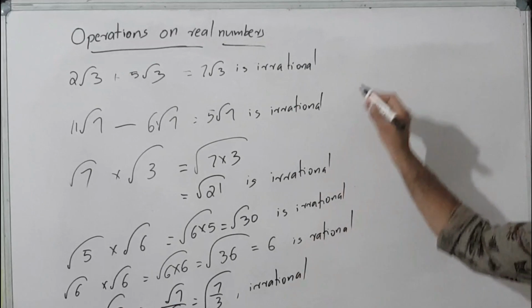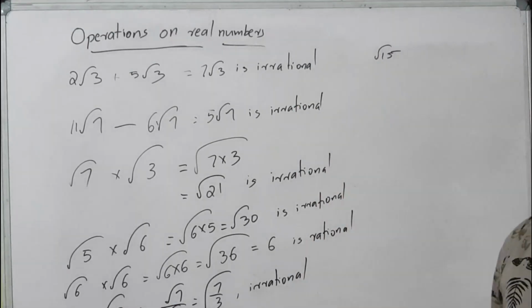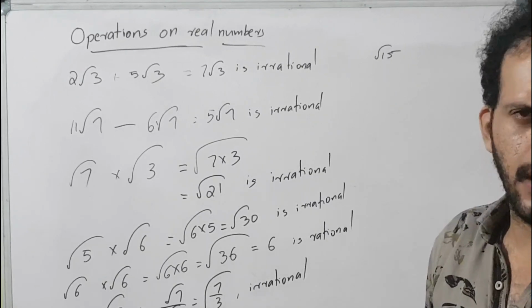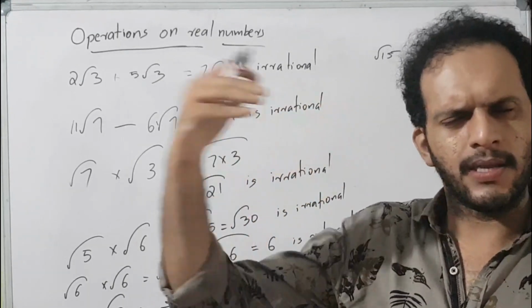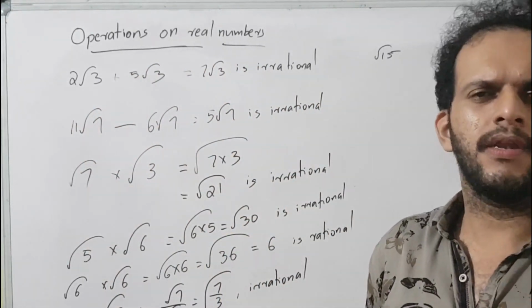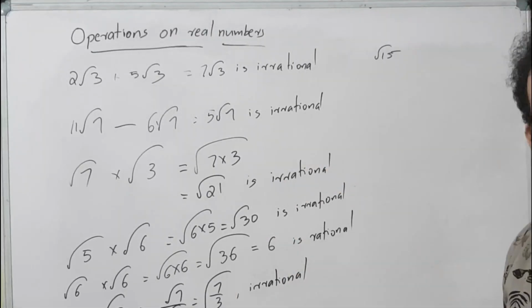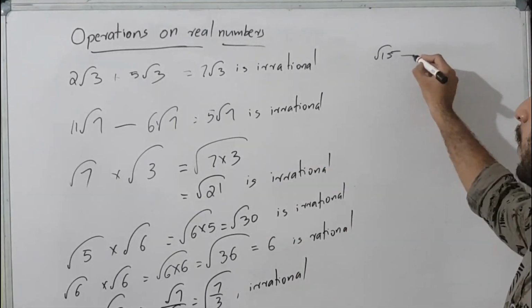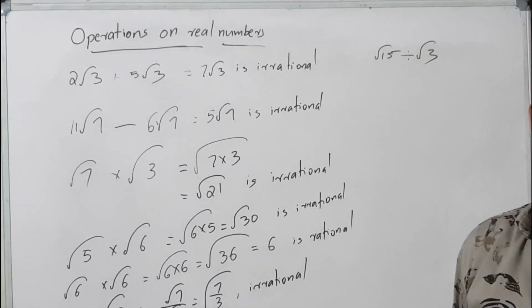Then one example, root of 15. Is root of 15 rational or irrational? Is it possible to find the square root of 15? No, it's not possible. If you multiply any number twice, we will not get 15, correct? So it's irrational. Then divided by root 3. Root 3 is also an irrational number, correct?